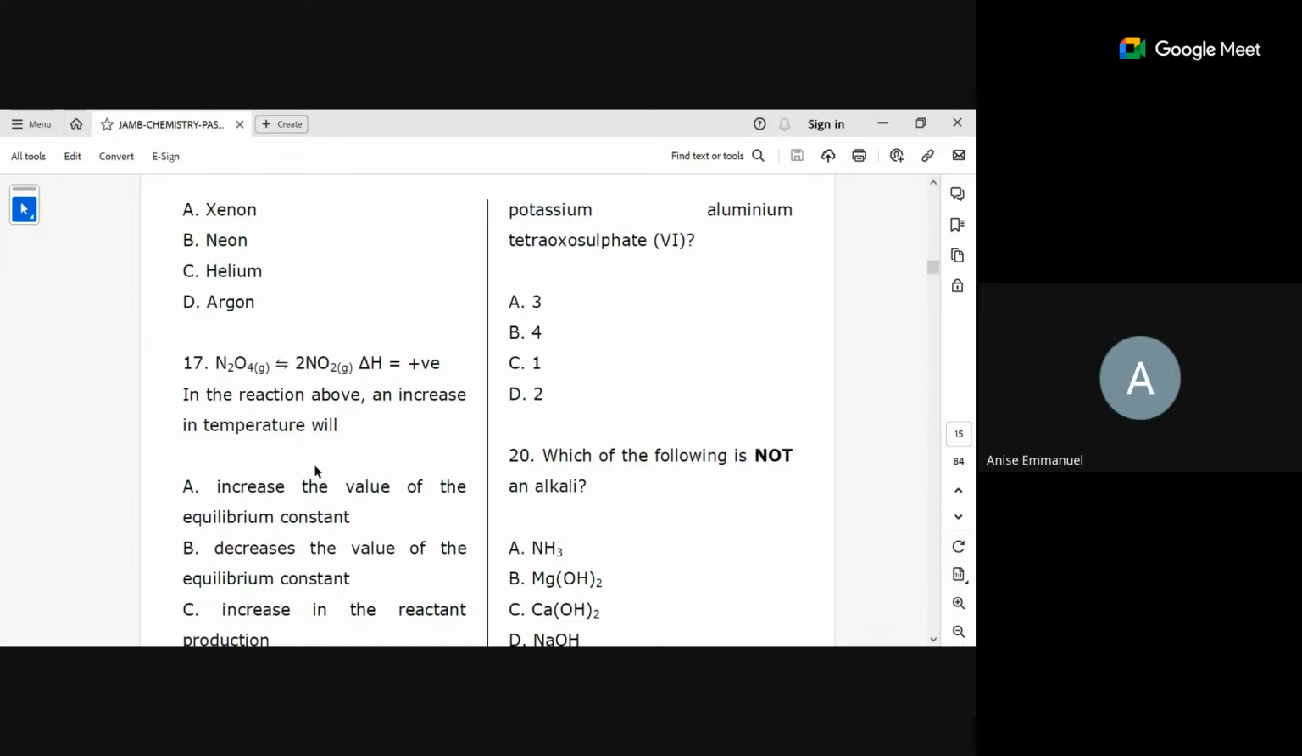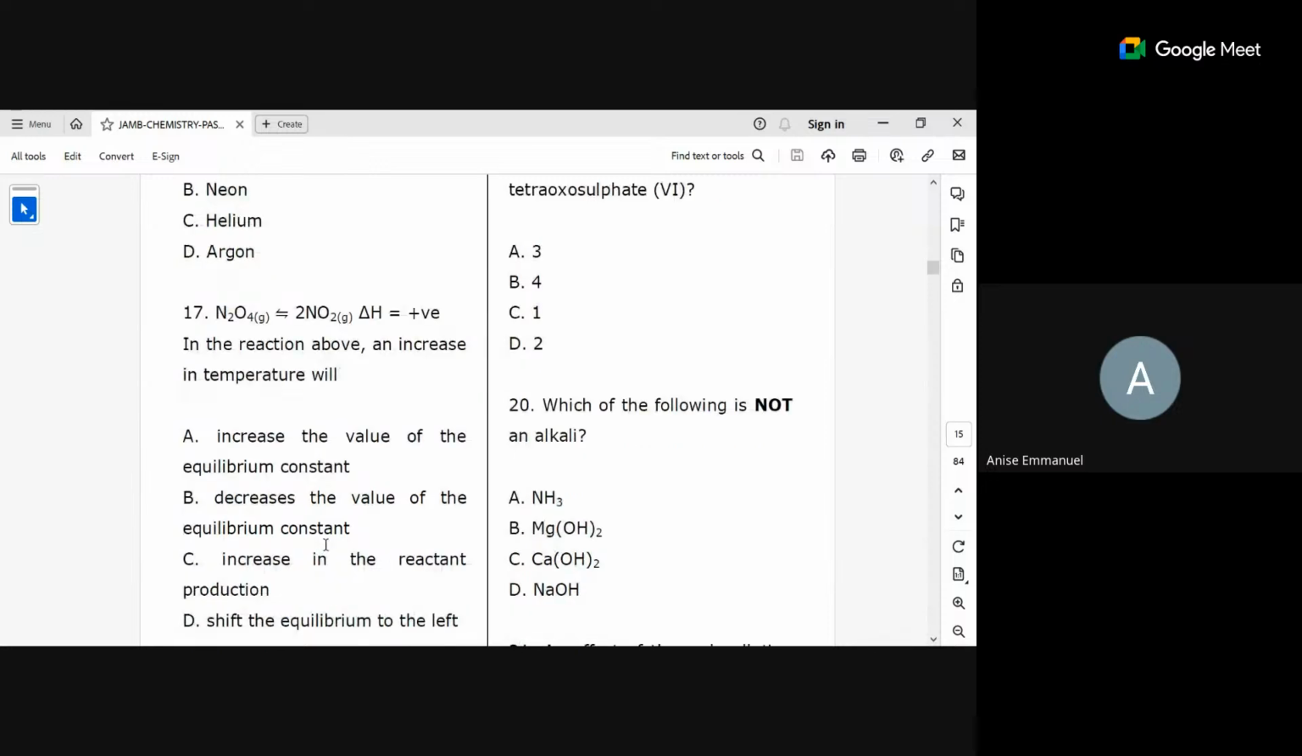When I increase the temperature, look at it. One thing we need to understand. If I increase the temperature here, you can see this is gas, this is gas. I want to understand this, and this is a reversible reaction. So when I increase the temperature, the only thing that will happen here is that it will increase the value of the equilibrium constant, that is what it will do. I don't need to check everything here. So when you understand, you are very sure.